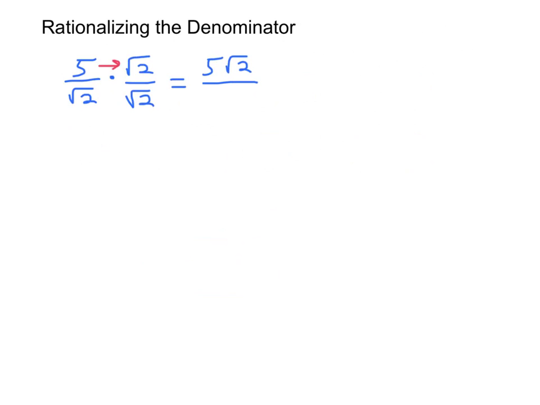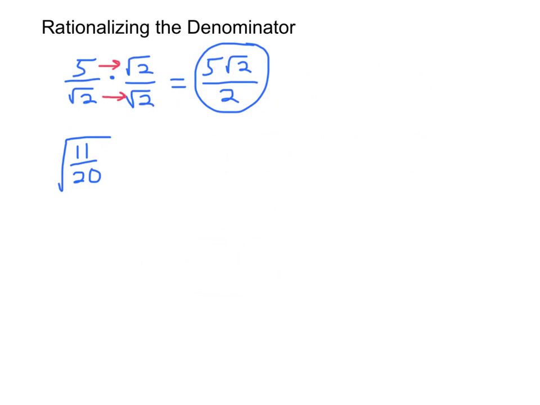And then you have the square root of 2 times the square root of 2. And that would just be 2, because when you multiply two identical square roots together, you just get the number that's underneath the square root as your answer. And that's considered to be a simpler form because there's no square root in the denominator.